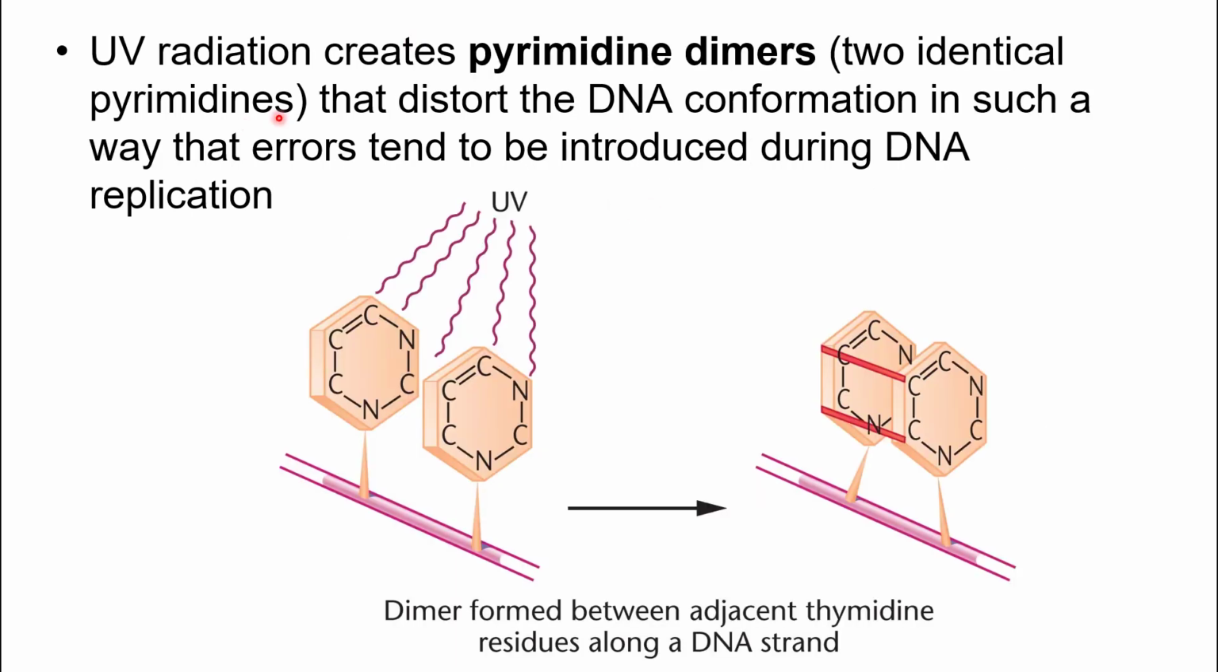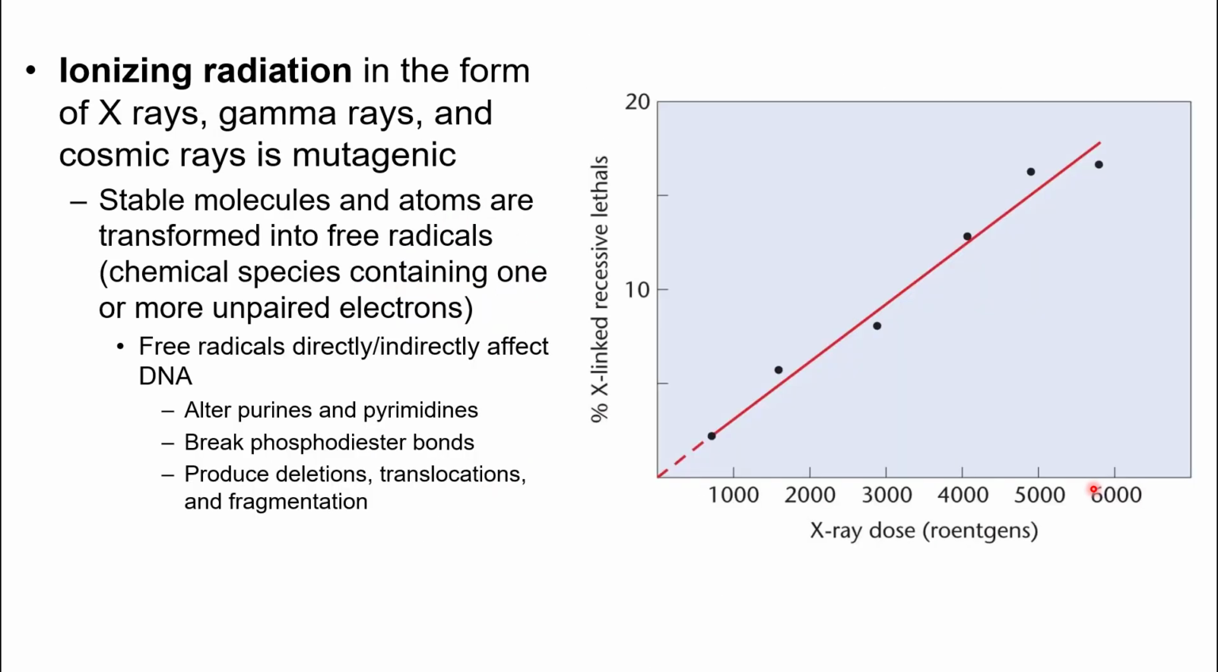Things like UV radiation. Okay, UV radiation, we have high amounts of UV light. What that can cause is, if we have two identical pyrimidines right next to each other, like in this case thymine, they can distort the DNA conformation such to where we actually start creating covalent bonds between those adjacent thymines. And that creates a little dimer and a kink in the DNA helix that can cause base mispairing downstream. Ionizing radiation, like things we get from X-rays.